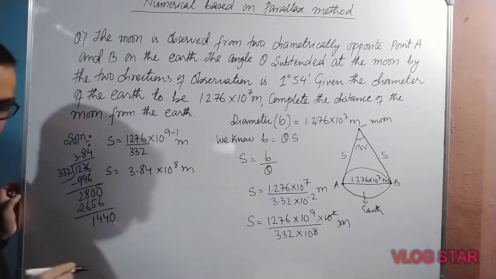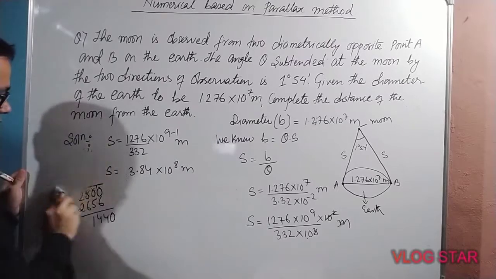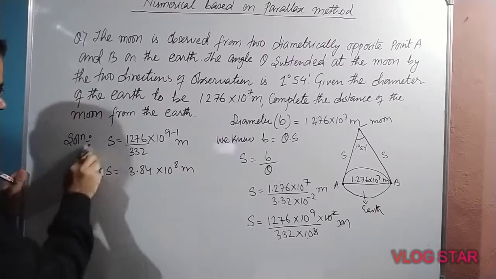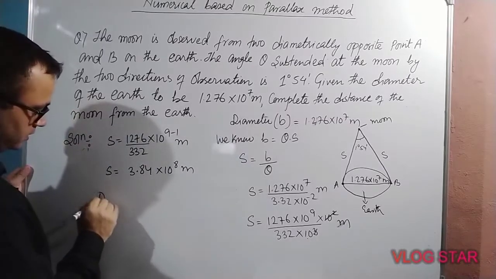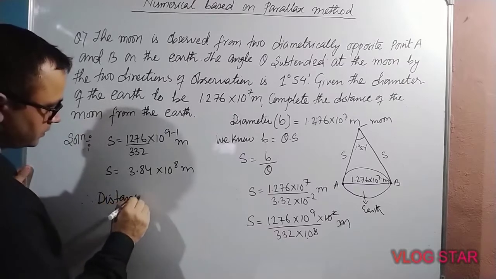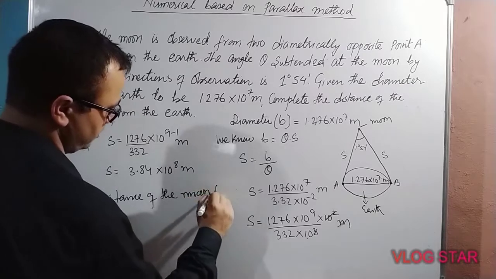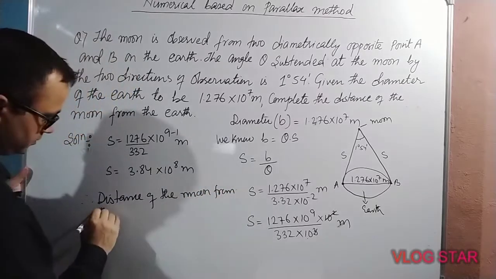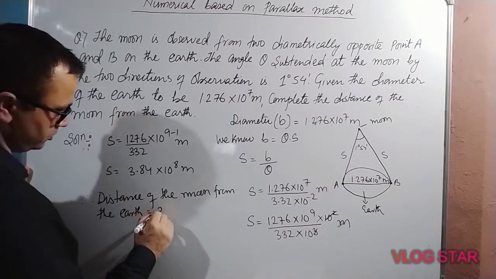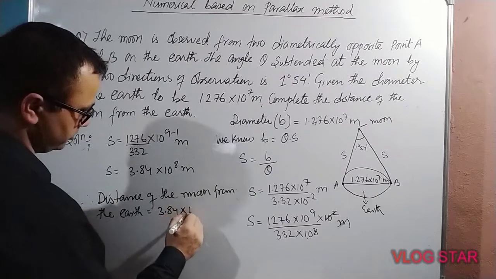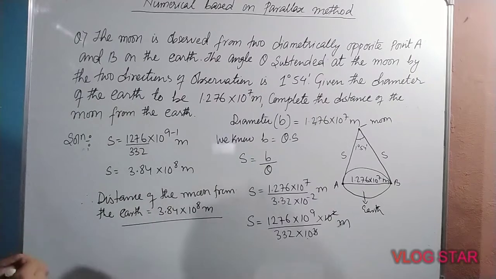Now this is the distance of the moon from the earth. Therefore, the distance of the moon from the earth equals 3.84 into 10 to the power 8 meter. Now this is the answer. Okay, this was for today. Thank you.